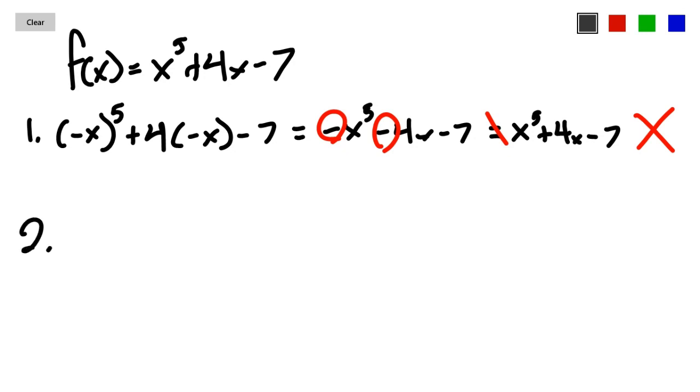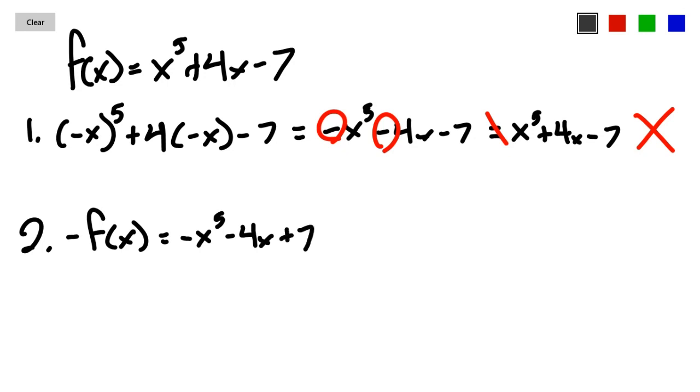So let's test and see if this is an odd function. We already know what happens whenever we plug in negative x from when we tested for the even function, but let's see what negative f of x is. So if I had negative f of x, what's this going to be? It's basically the same thing, I just switch all the signs. So negative x to the fifth minus 4x plus 7.